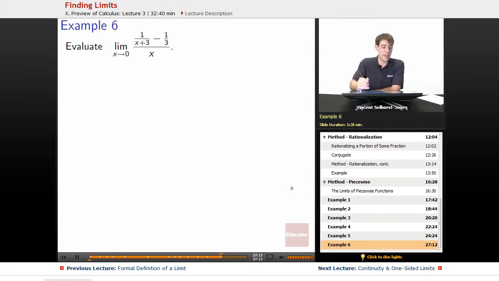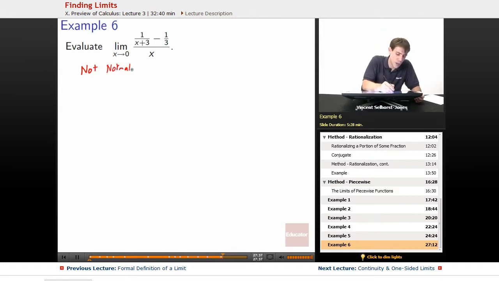Simple. Evaluate the limit as x goes to 0 of (1 over x plus 3 minus 1 over 3), all divided by x. First question we ask ourselves is, is it a normal function? Well, you can guess by my hint of no. If we plugged in 0, we'd get 1 over 3 minus 1 over 3, 0 on top, divided by 0 on bottom. Definitely not normal.